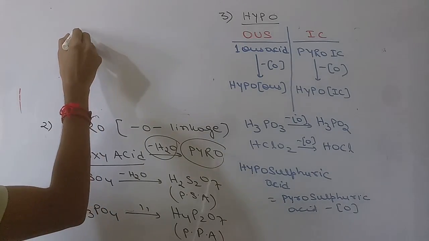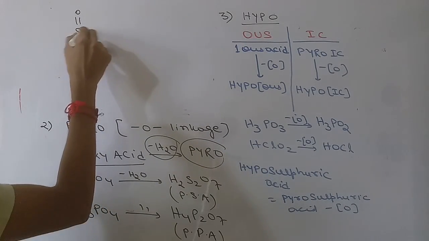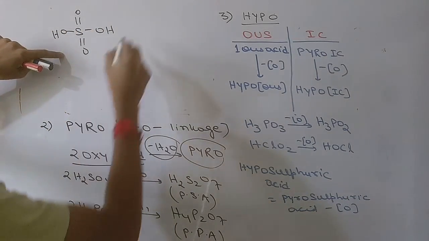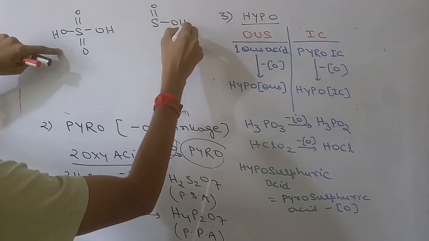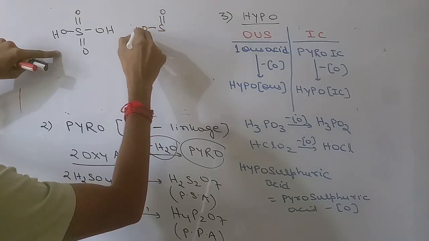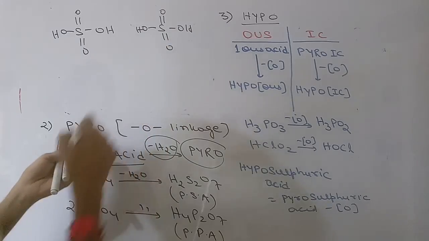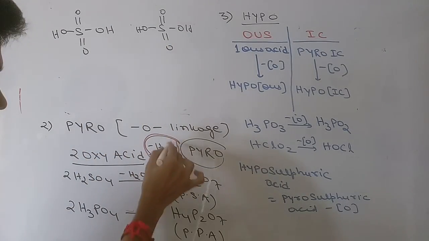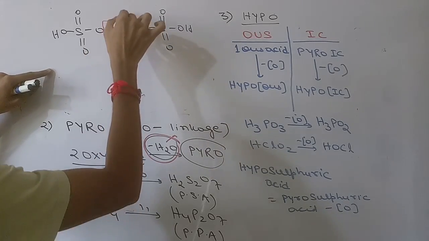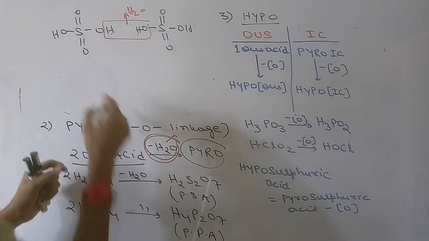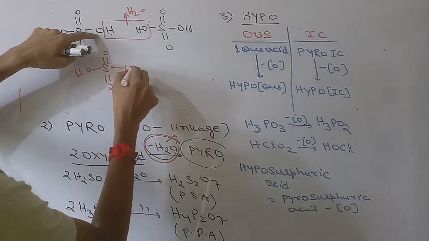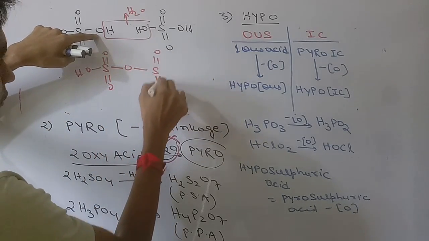I am taking the example H2SO4. See here, the H2SO4 structure is this. I have discussed it in my previous video on oxy acids of sulfur. You have to take 2 molecules of H2SO4, mind it. You have to take 1 molecule of water out, H2O. So the remaining molecule is pyro: see here, S double bond O, OH, and this O is linked with this sulfur, double bond O, OH.